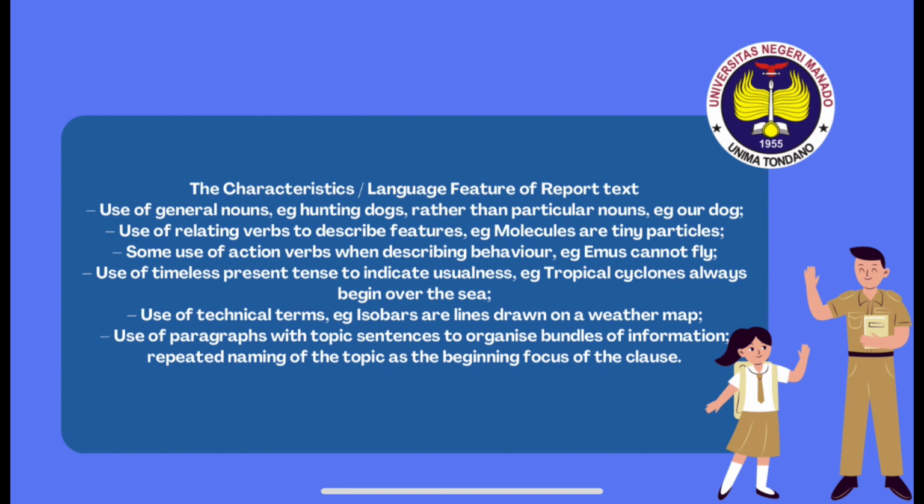Sixth, use of action verbs when describing behavior, e.g. a mouse cannot fly. Seventh, use of timeless present tense to indicate usualness, e.g. tropical cyclones always begin over the sea. Eighth, use of technical terms, e.g. isobars are lines drawn on a weather map. And the last, use of paragraphs with topic sentences to organize bundles of information, with repeated naming of the topic as the beginning focus of the clause.